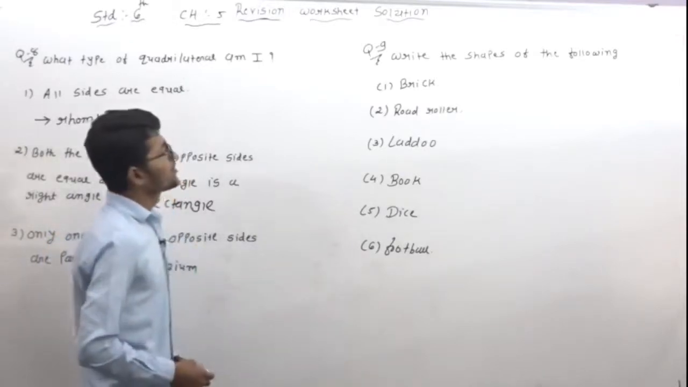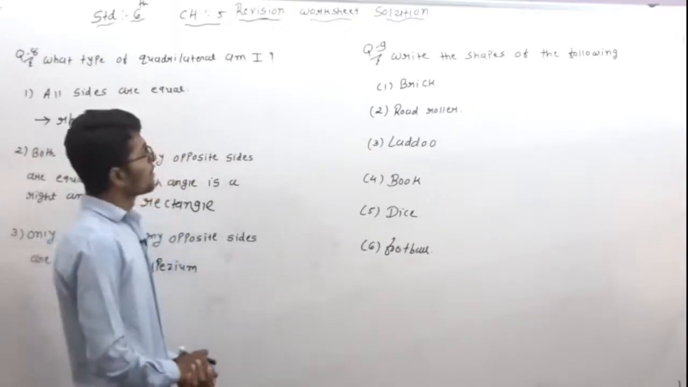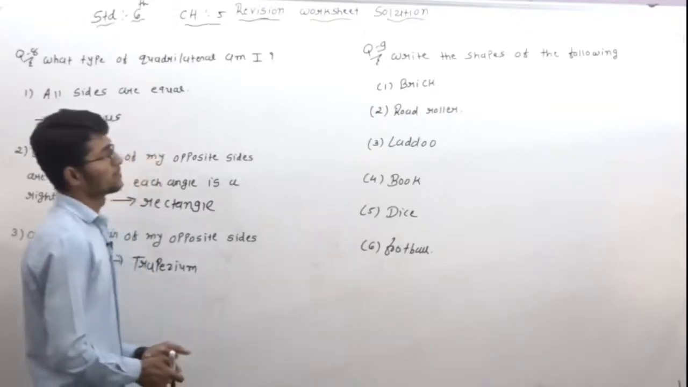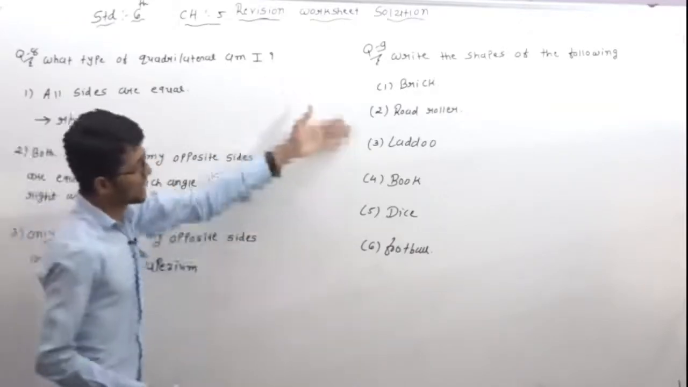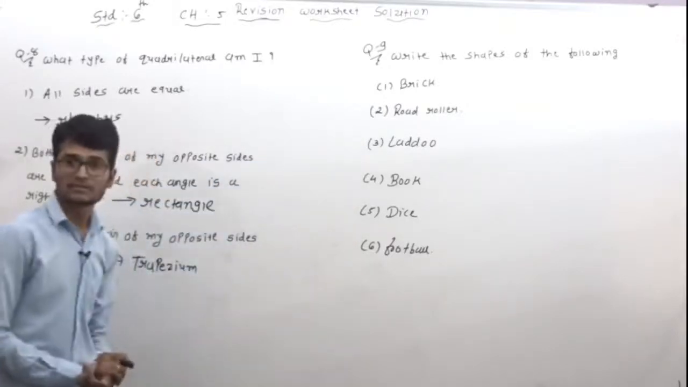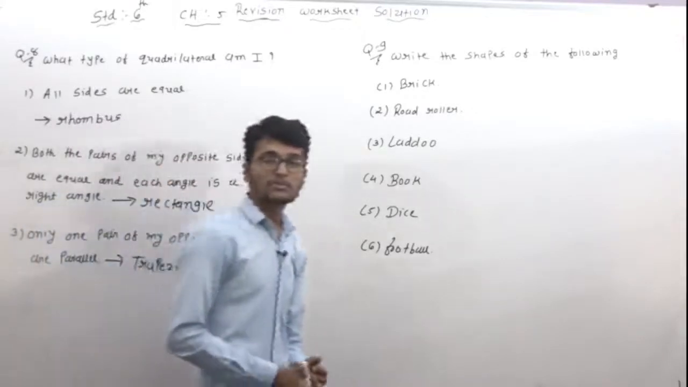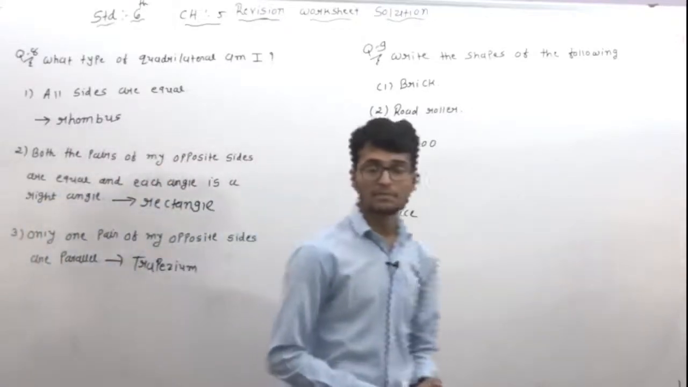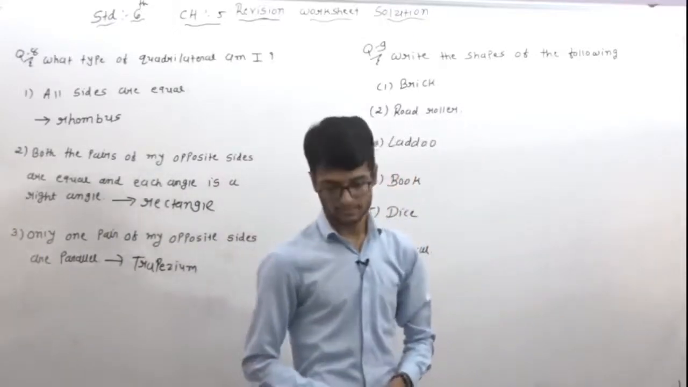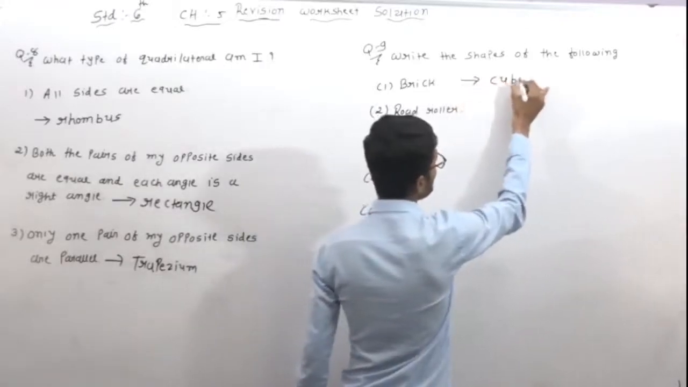So now the next question is question number 9. Write the shape of the following. Here some names are given; write the shape of each. So first of all, bricks. Which type of shape is a brick? A brick's shape is the cuboid, right? What is the shape of bricks? Cuboid.